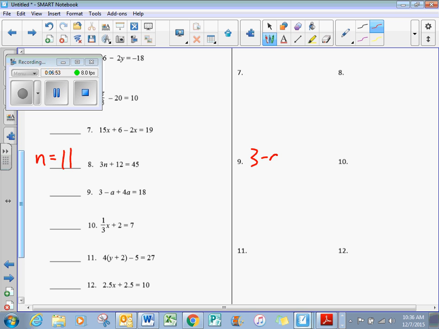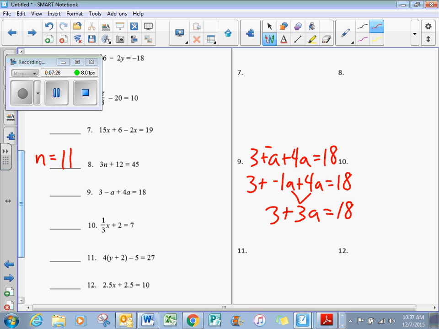I even had people arguing with me that negative 1 plus 4 was 5, or negative 5, or something. Okay. If I do plus a negative, I have 3 plus negative 1a plus 4a equals 18. Because remember, if there's no coefficient, it's 1, or in this case, negative 1. Now what do we do? Yeah, simplify. I need to simplify before I start doing things to both sides of the equation. So I get 3 plus 3a equals 18.